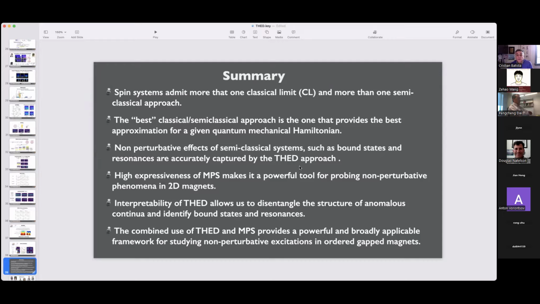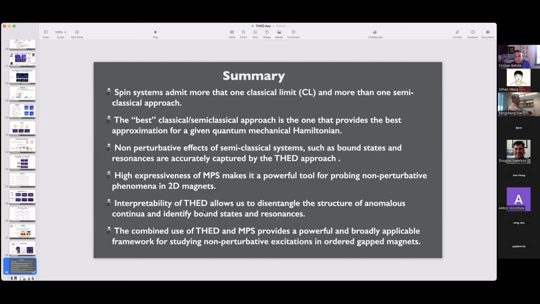And the results that we get are in good agreement with MPS, which is an approximation that makes completely different assumptions, right? It has a high expressiveness because one can add more and more entanglement by increasing the bond dimension. But the problem is that it's limited to cylinders that are not very big along the circumference.